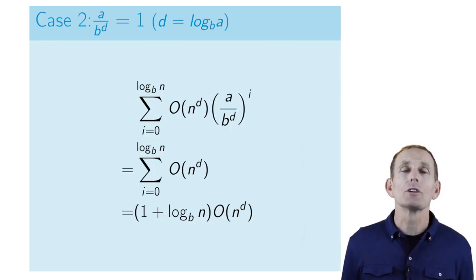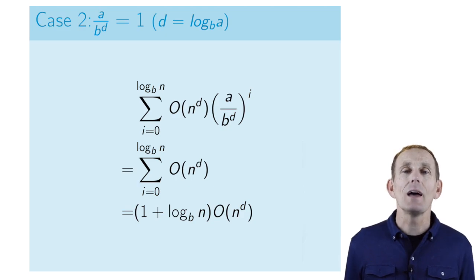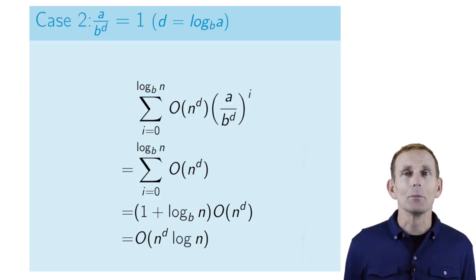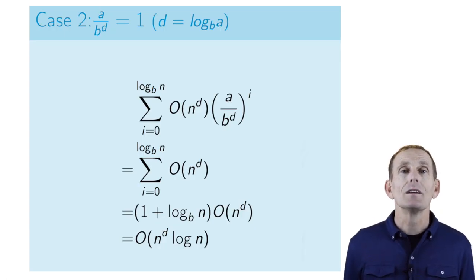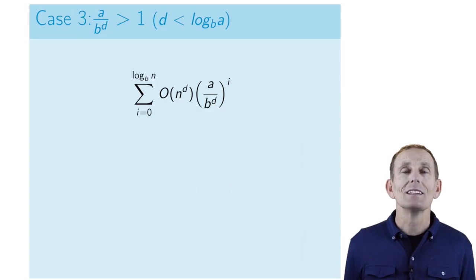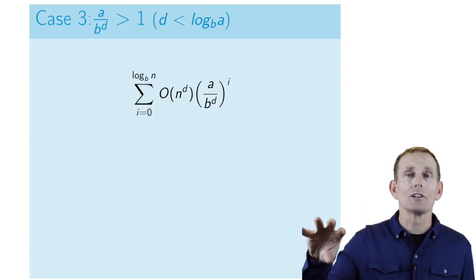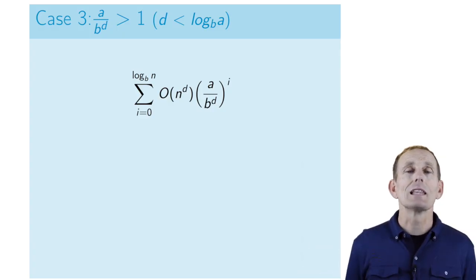Well, the 1 is a lower order term we don't care about, and the log base b of n can just be treated as log n, because a base change is just some multiplicative factor, and that disappears in our big O notation. So we end up with, as we stated in the theorem, big O of n to the d times log n. And then our final case is d is less than log base b of a, which is equivalent to saying a over b to the d is greater than 1. So here, our multiplicative factor is greater than 1, so our smallest term is the first term, and our largest term is the last term.